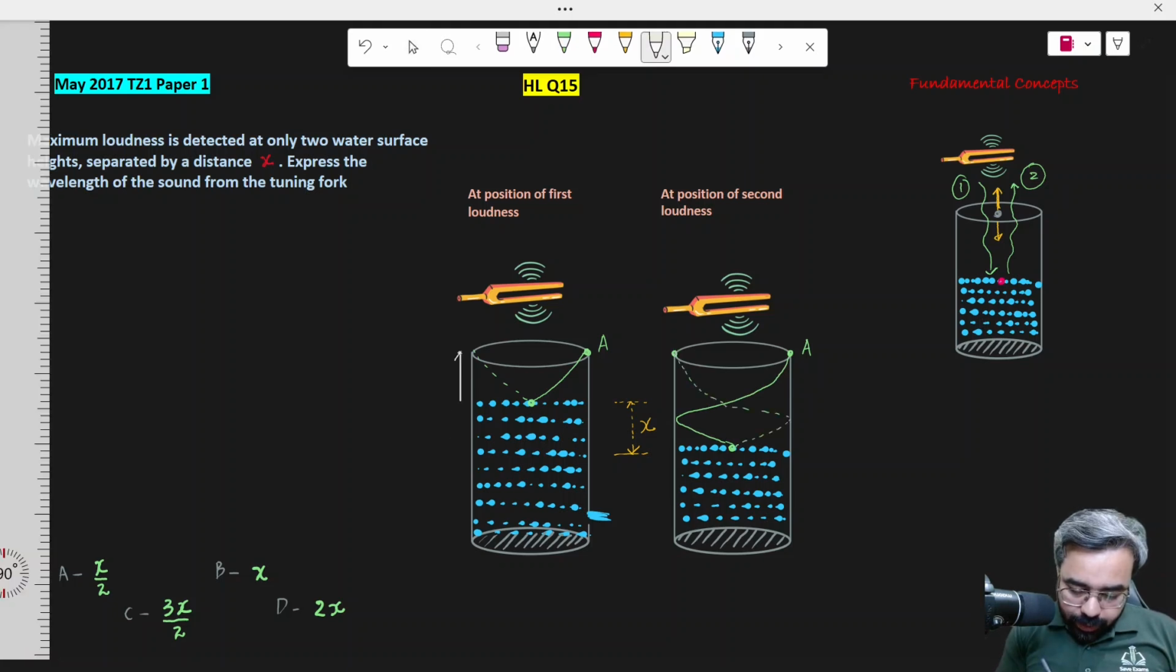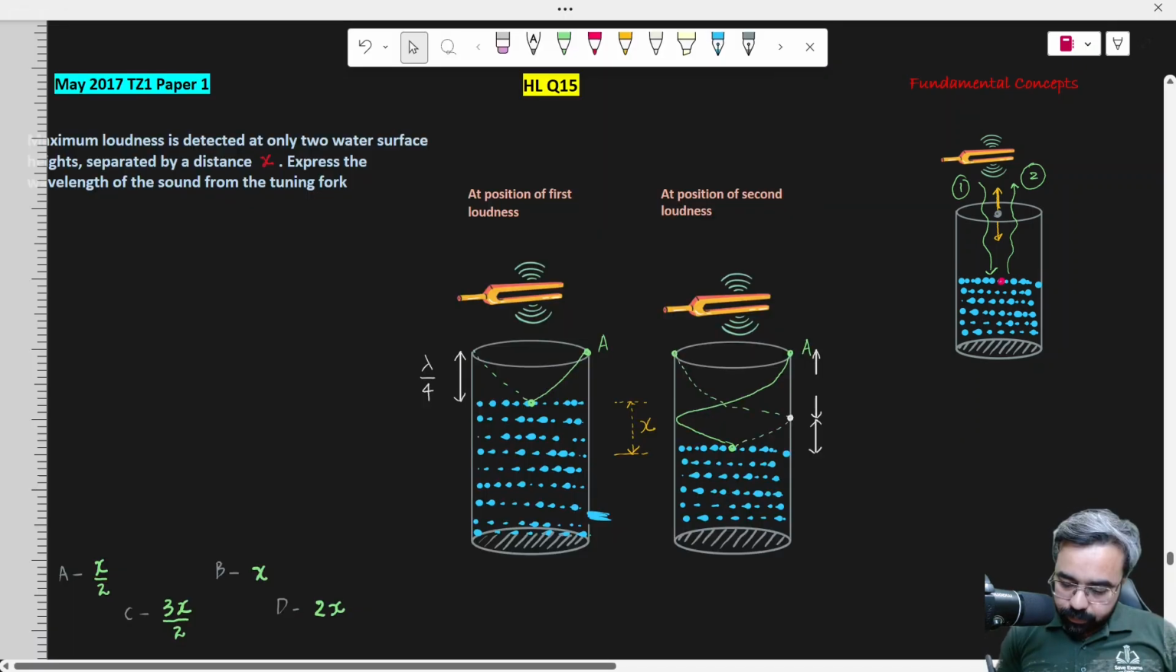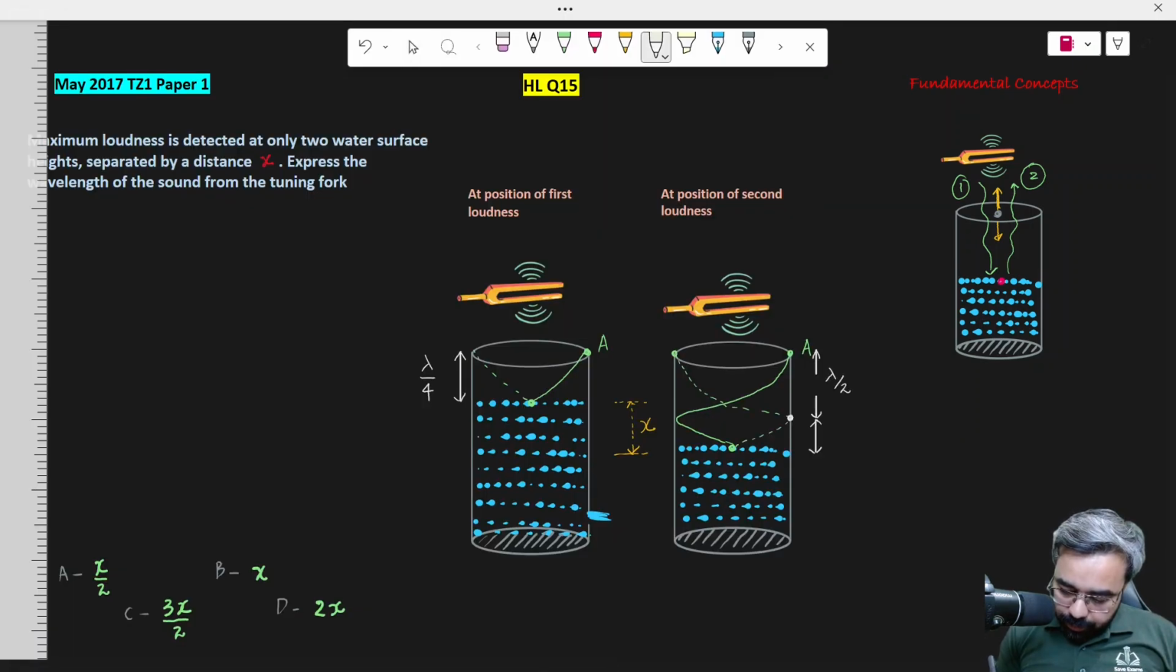So we can say that because this is a distance from antinode to the node, so that must be lambda over 4, obviously. Okay, whereas in the next, you see that this is another antinode. So from antinode to antinode, it's lambda by 2, and this must be lambda by 4 because it's from antinode to node.